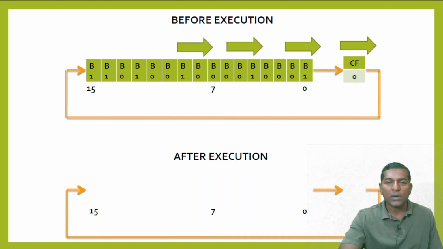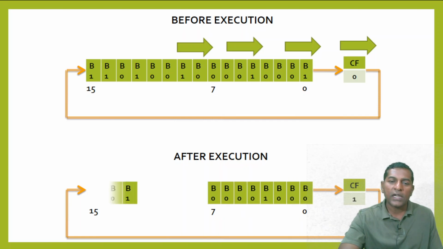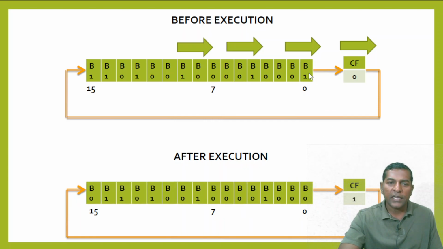This is how it works. The contents are copied, and after rotating we will get the contents of B1 into the carry flag and the contents of the carry flag into B15.